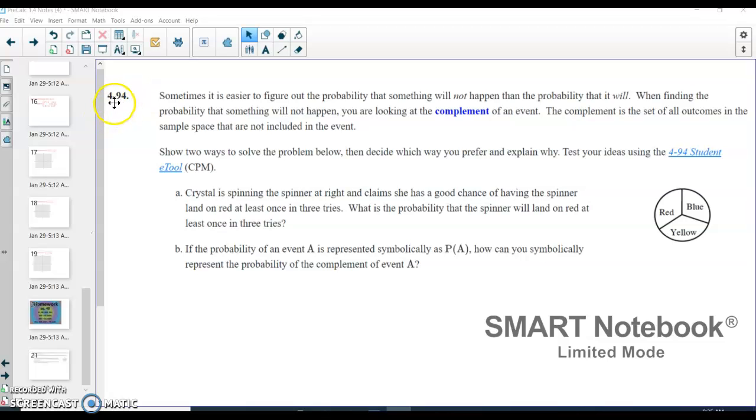All right, here's my video for problem 4-94 from lesson 4.2.4, and this is focusing on the complement of an event. You can find the probability of the event happening, and then if you know the probability of it happening, you can find the probability of it not happening by using its complement, or the other way around. You can find the probability of an event not happening and find its complement, saying, okay, now I know the probability that the event will happen.